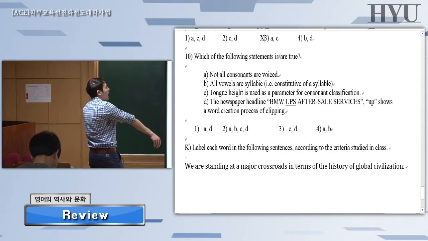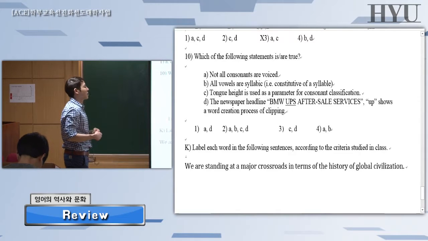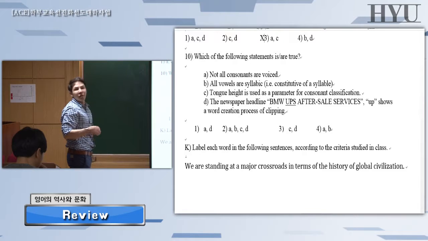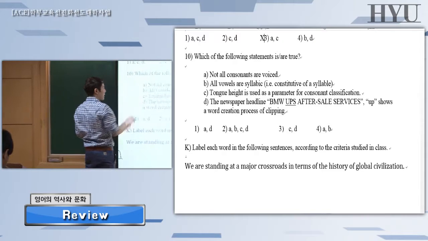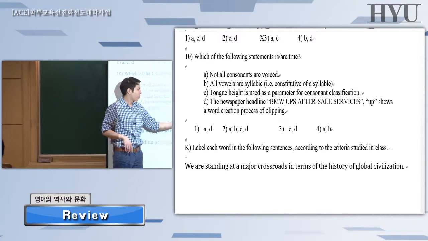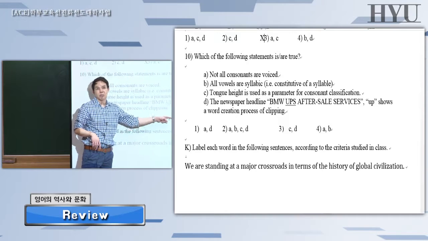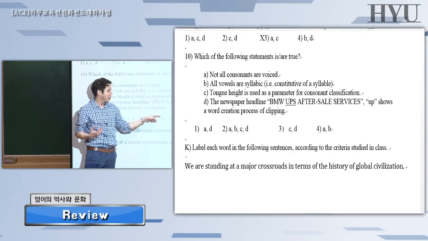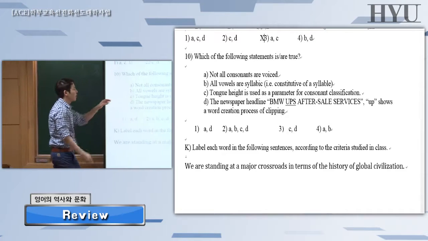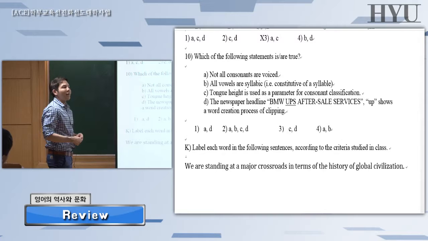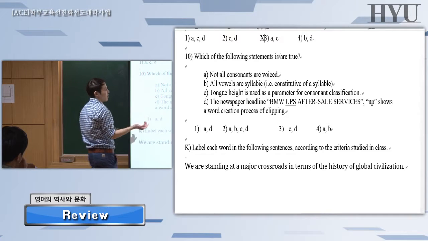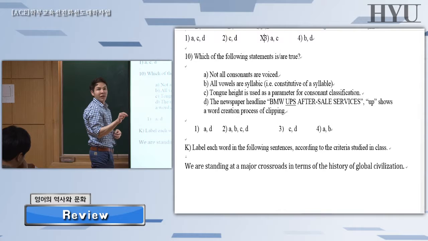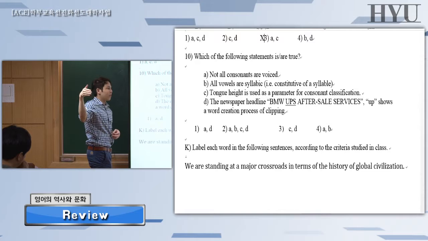Okay, so far so good. Number 10, which of the following statements is or are true? A, not all consonants are voiced. That's correct, because we have voiceless consonants. So A is correct. You can rule out number 3 because choice 3 doesn't have A. Number B, all vowels are syllabic, meaning that all vowels can constitute a syllable. Yes, and that's how we divide up syllables. We look at different vowels in a word. So B is correct.